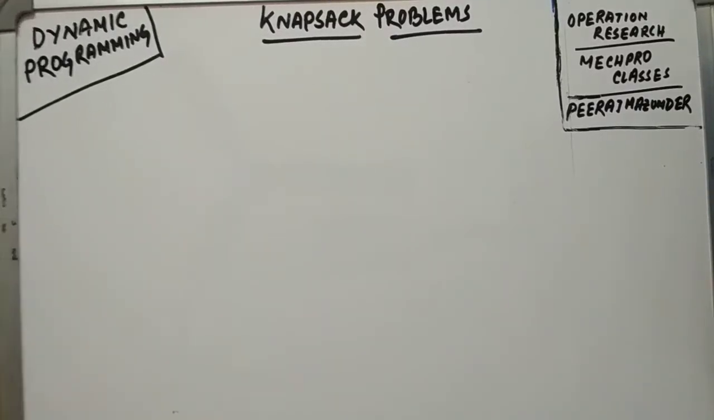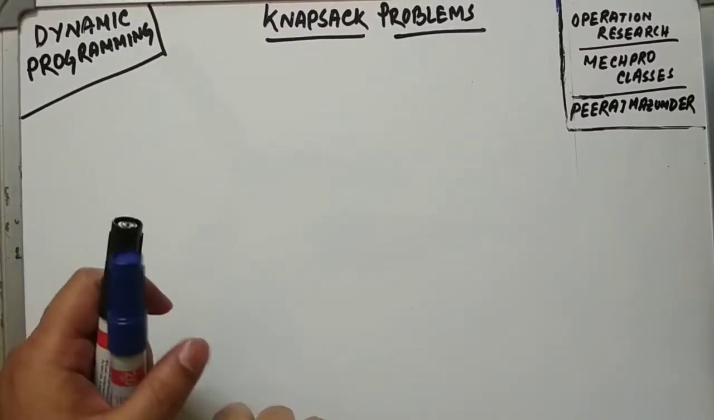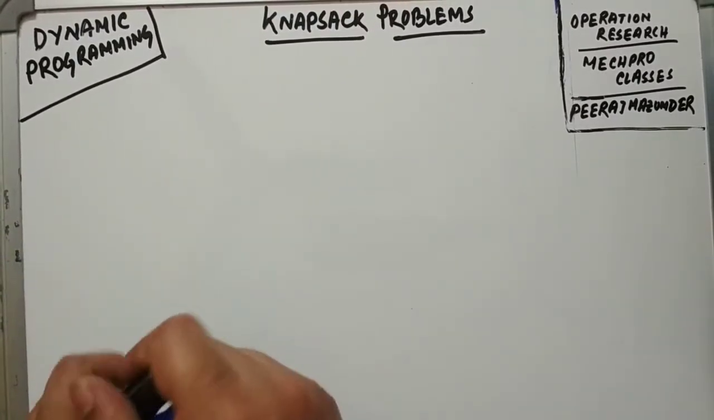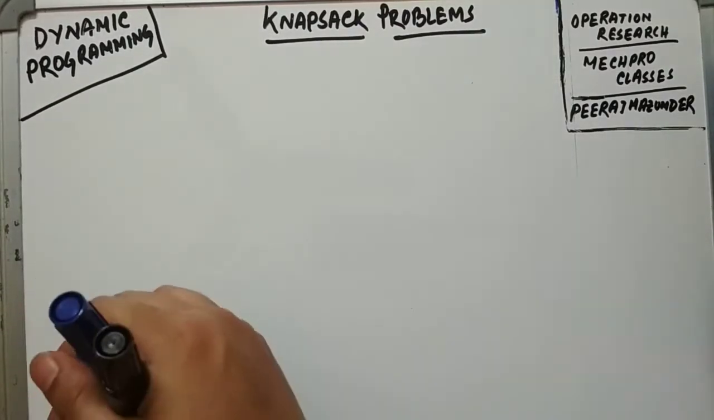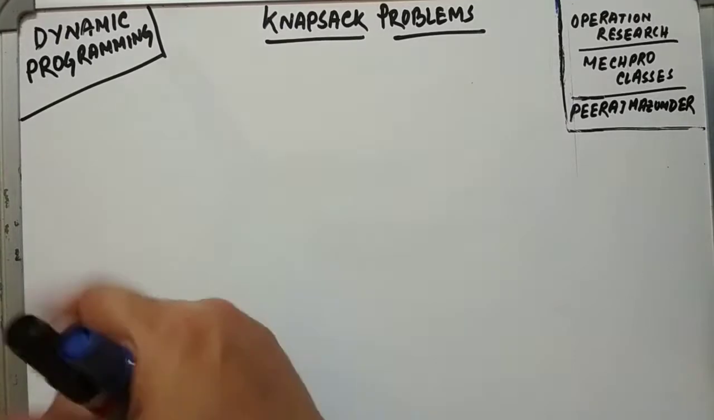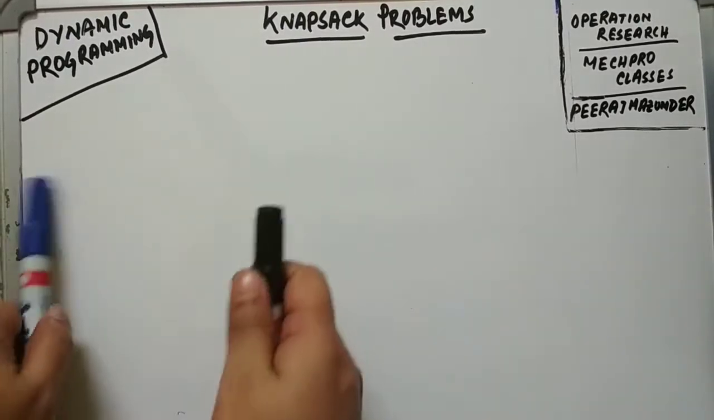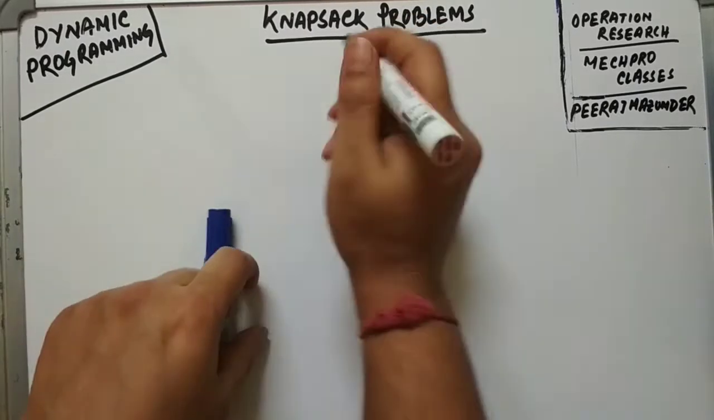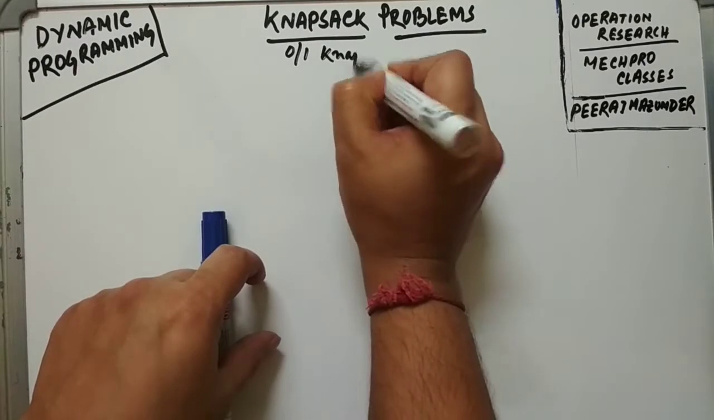Myself Piraj Mojumdar. I welcome you to the third session of dynamic programming problems, where we will have our knapsack problem. Now this knapsack problem I'll show you in two parts. It is also known as the 0-1 knapsack problem.